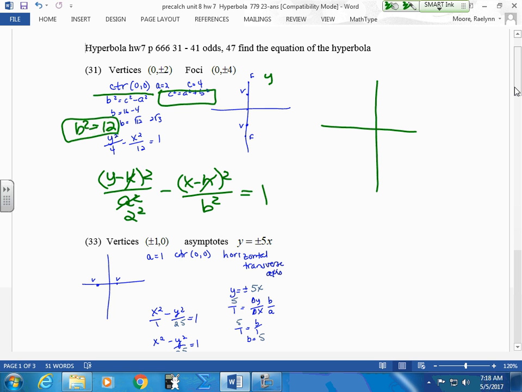I always do this to myself first. I always put them down here so that I remember to square them. And if B squared, just cross that out and put your 12 there. See? Because your foci are out here. So the distance from your center to here and here is 4. C is the distance from your center to your foci.